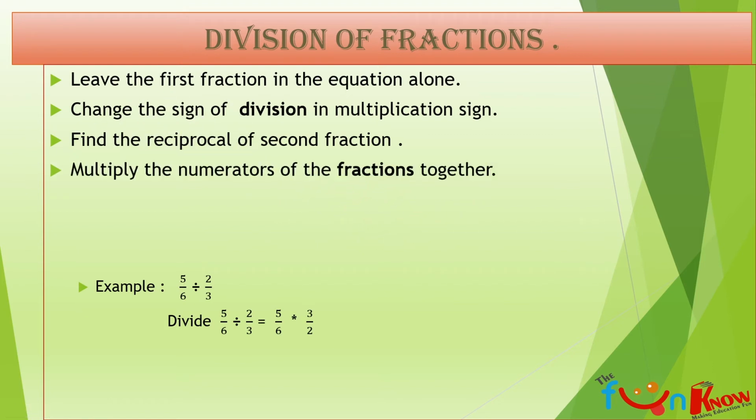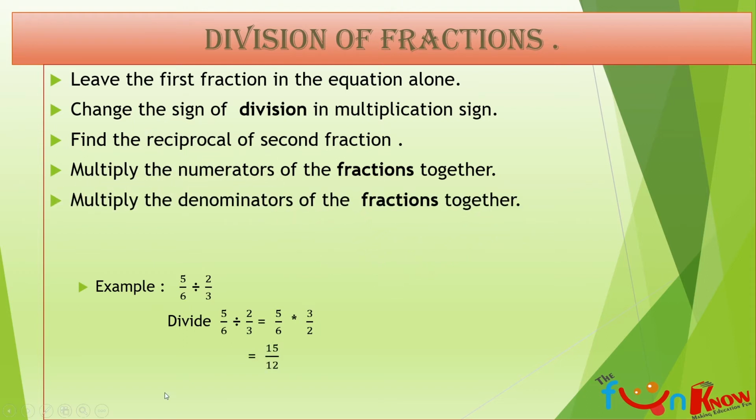So multiply the numerators of the fractions together, and the answer you will get here is 15 by 12. 5 into 3 is 15, 6 into 2 is 12, so 15 by 12. Make sure you just multiply the numerator with the numerator and the denominator with the denominator itself. So denominator 12, numerator 15.